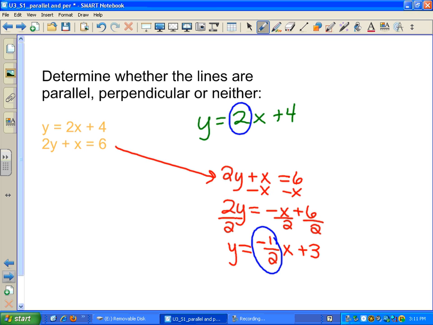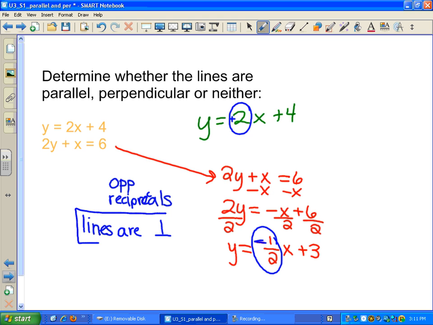Well, first of all, they're not the same, so I know they're not parallel. For the 2, this one's positive and this one right here is negative, so I know that they're opposite. And then reciprocals, where the reciprocal of 2 would be 1 over 2, so they are opposite reciprocals. Which means that these lines are perpendicular.